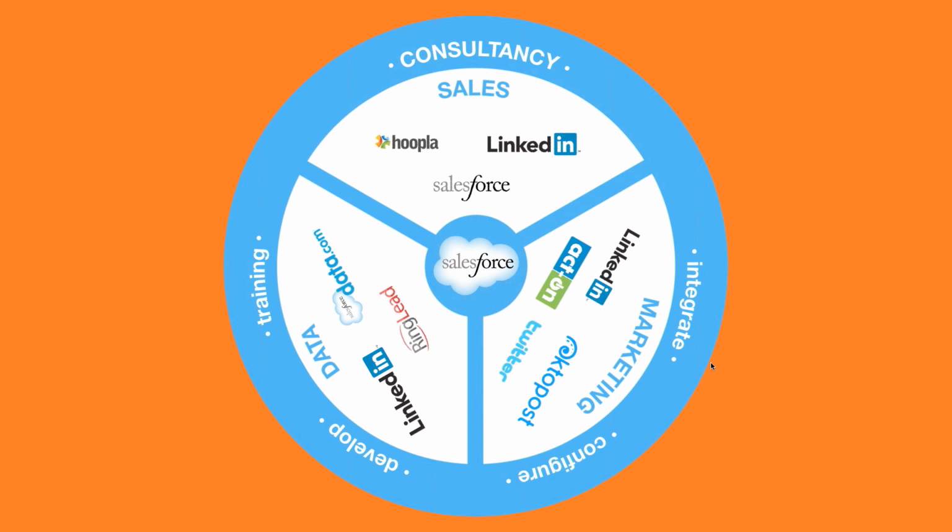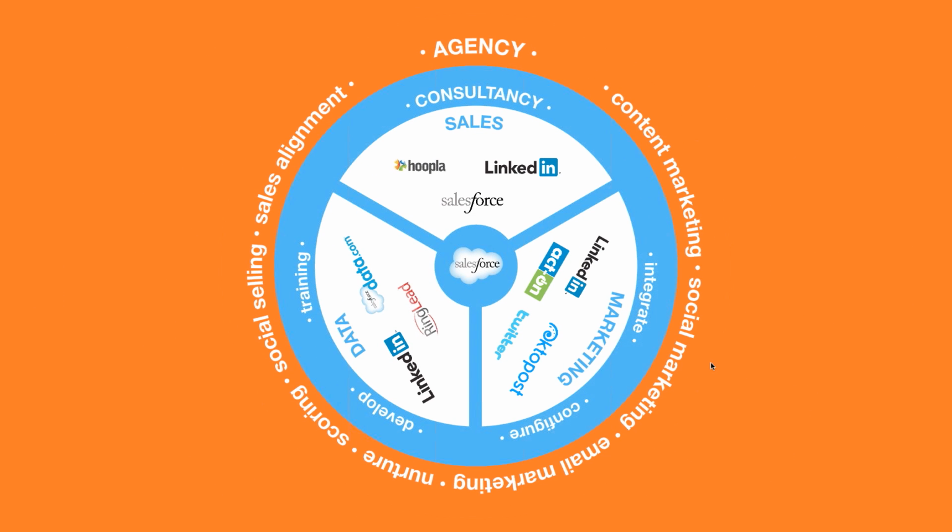And the next level is the consultancy level, where we help companies to integrate and configure those platforms, develop on top of that, and then provide any training. And the third layer is the agency layer, where we run content marketing, social marketing, email marketing, nurture programs, scoring, social selling, and aligning all that back into sales.